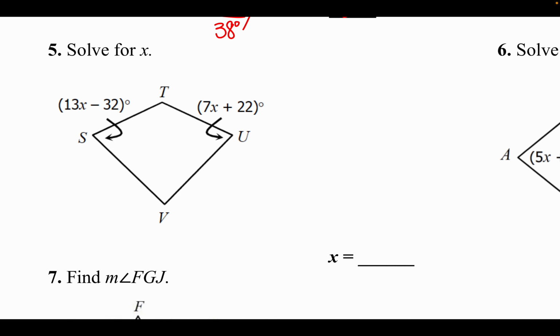Number 5. So here again we have a kite. We have one set of opposite angles that are congruent. And in this kite, that is U and S. Those are the congruent angles. So that means we are going to set these two angle expressions equal to each other.